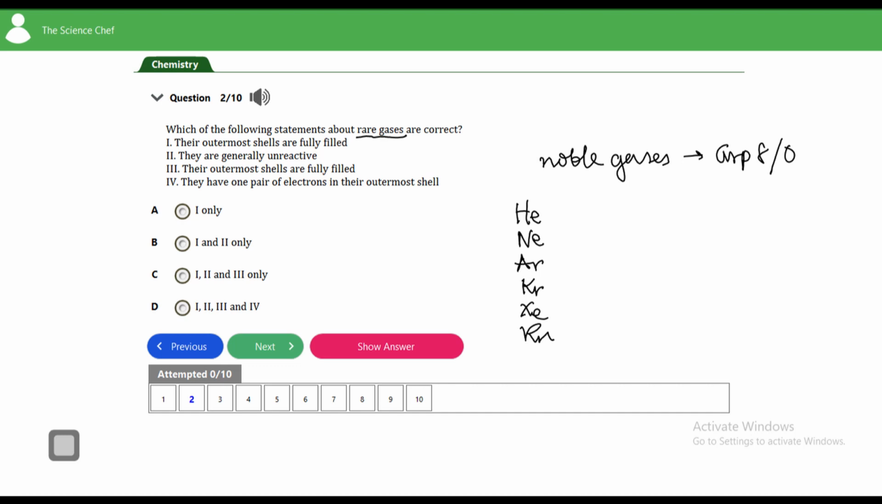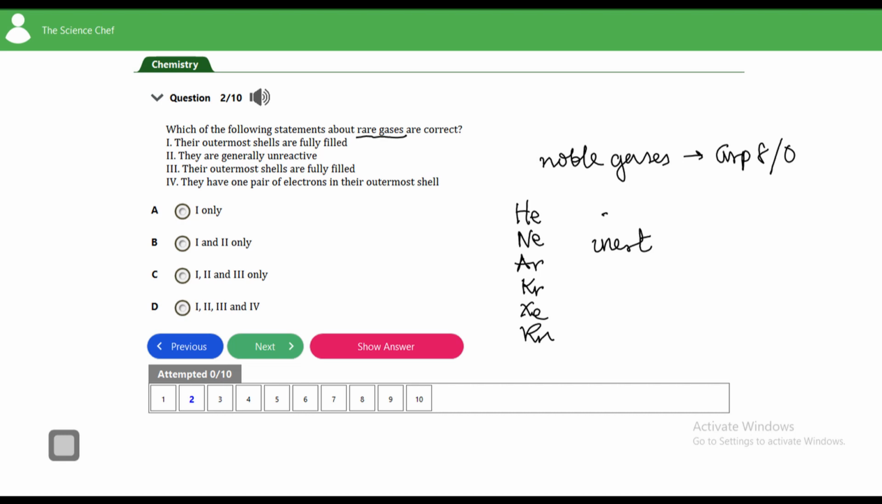Fine, and they are all gases. That's why they are called noble gases. They are monatomic molecules. In other words, they do not combine with themselves to form molecules. They exist as atoms. They are also colorless gases. They are unreactive gases, or inert in nature.